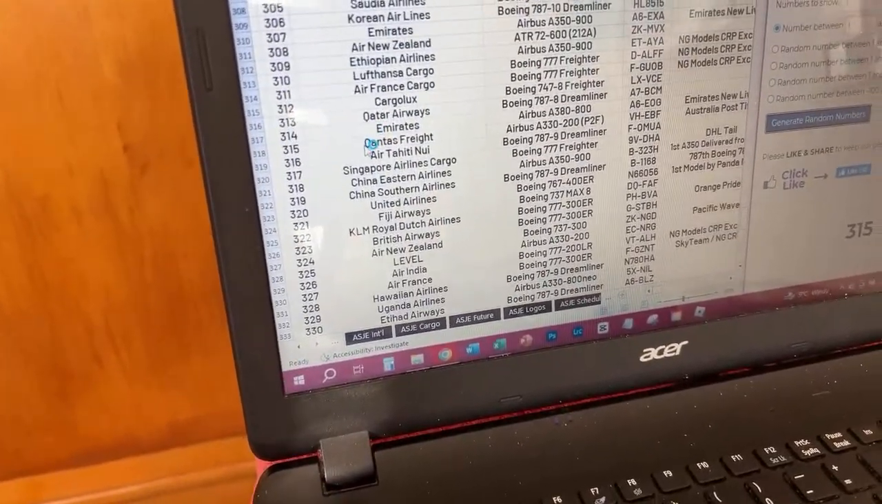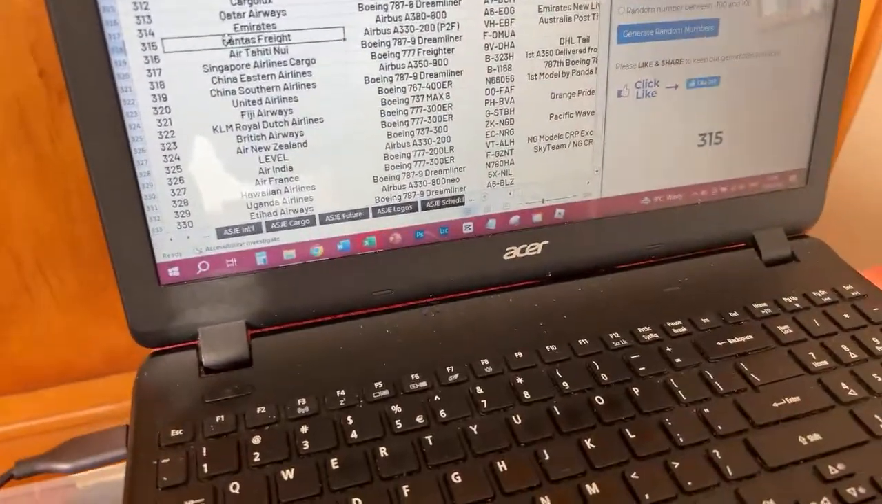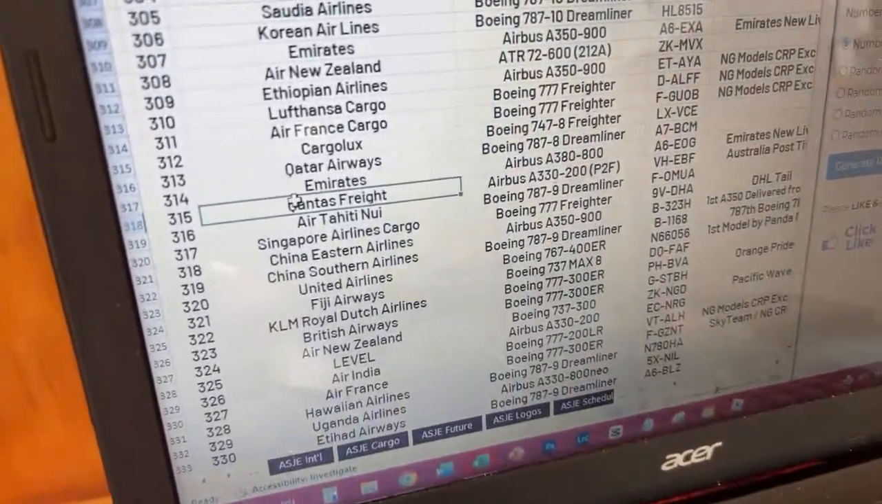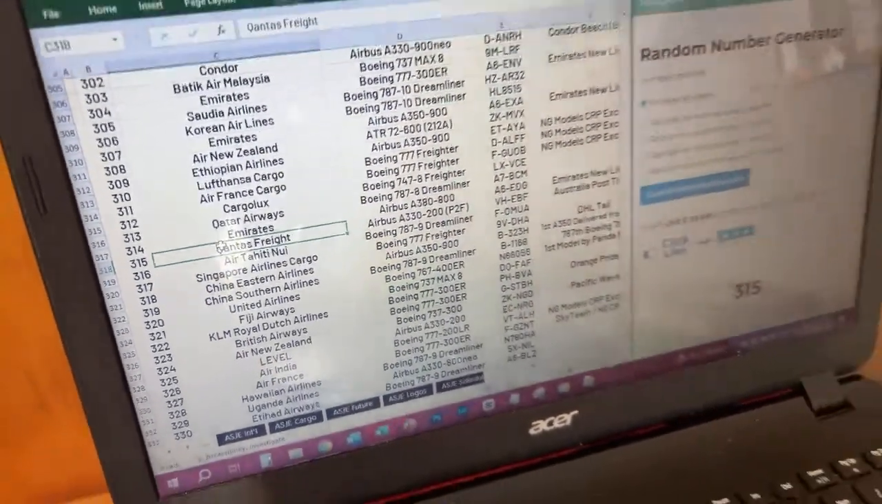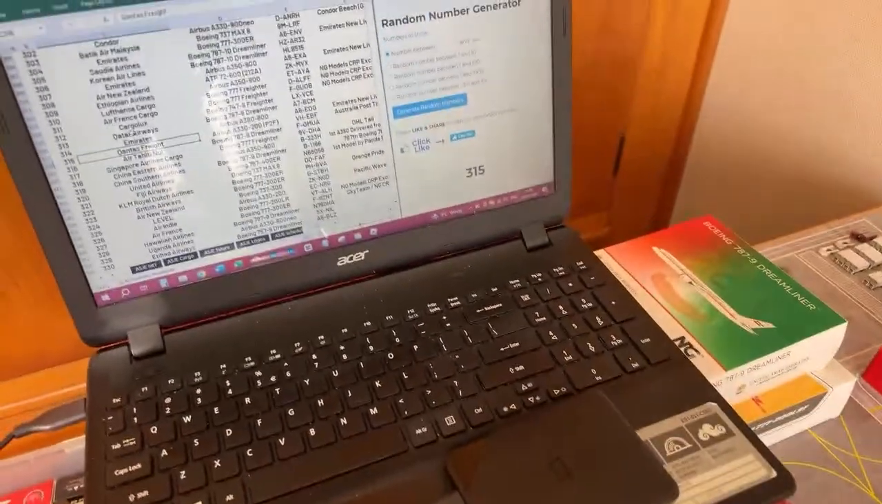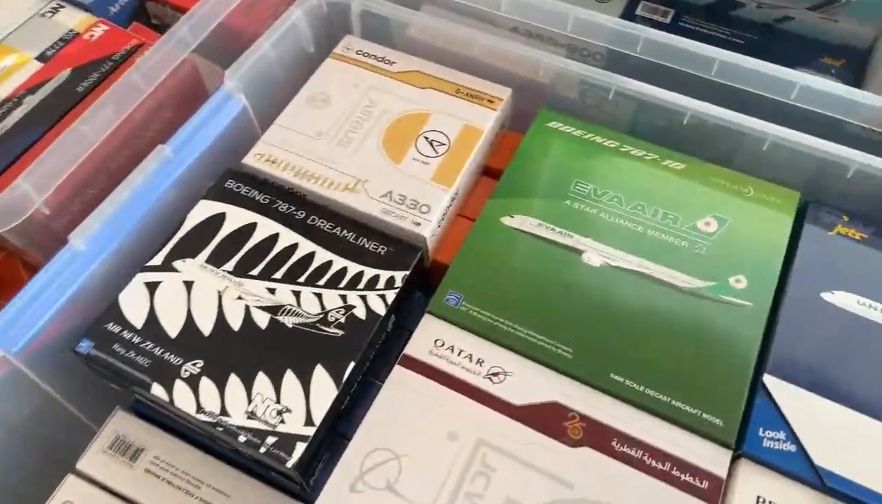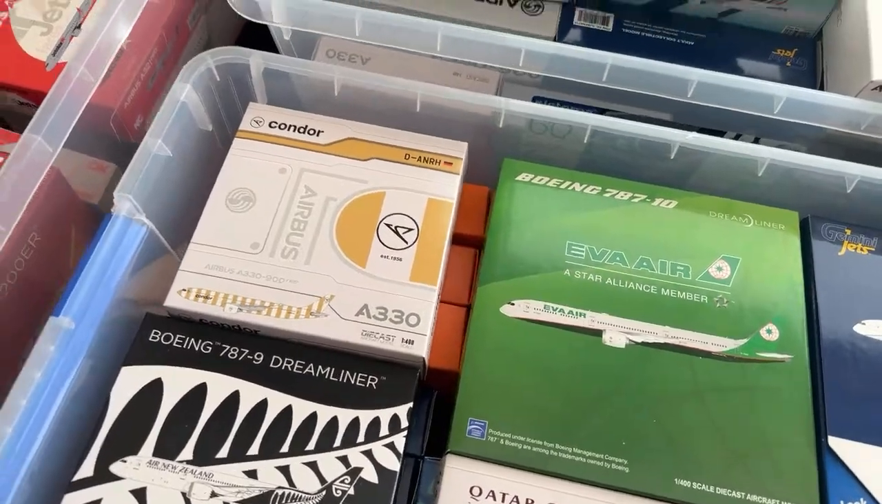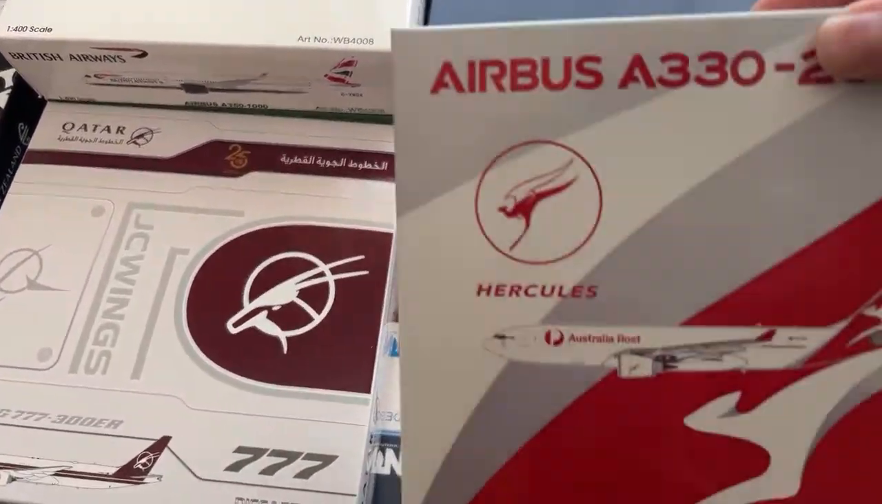315 right here. And just as I mentioned, Qantas Freight Airbus A330-200 P2F. This is the Australia Post livery. So this one won't sit at Alpha 5, but it will sit at Charlie 1. Not Charlie 1, Charlie 3. So this one right here.